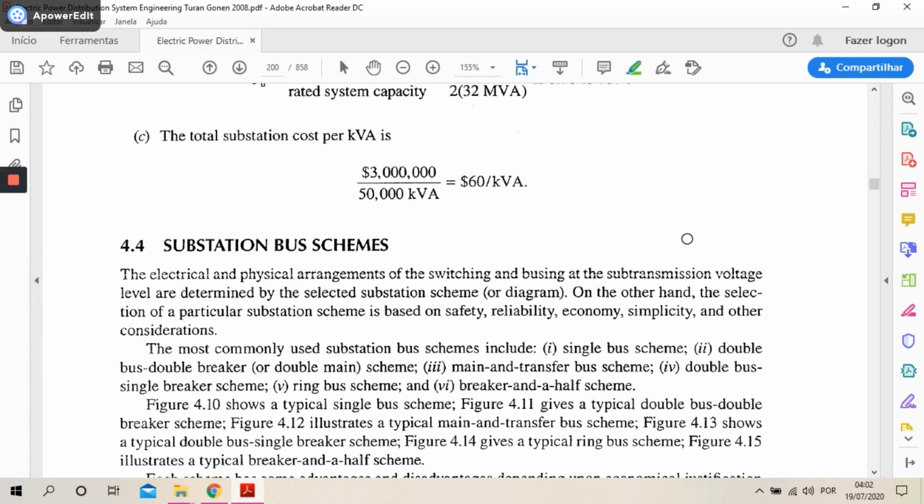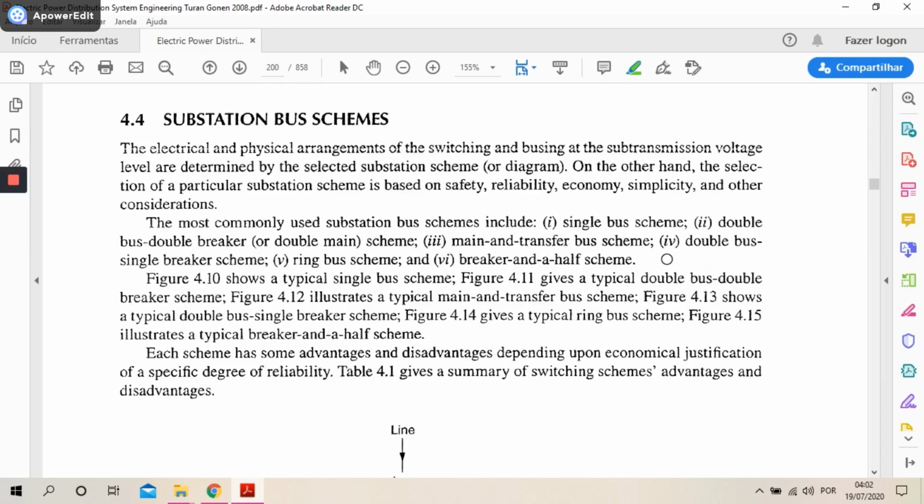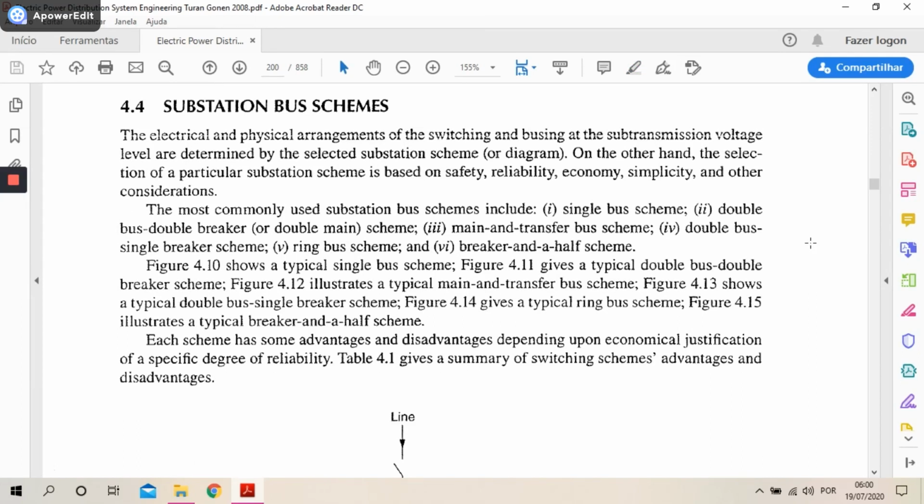Okay, people, now let's finish with substation bus schemes. A very important topic for distribution engineers. The electrical and physical arrangements of the switching and busing at the sub-transmission voltage level are determined by the selected substation scheme or diagram. On the other hand, the selection of a particular substation scheme is based on safety, reliability, economy, simplicity, and other considerations.